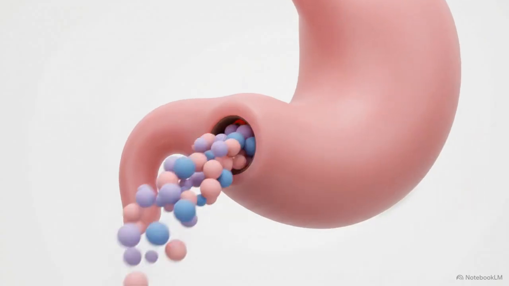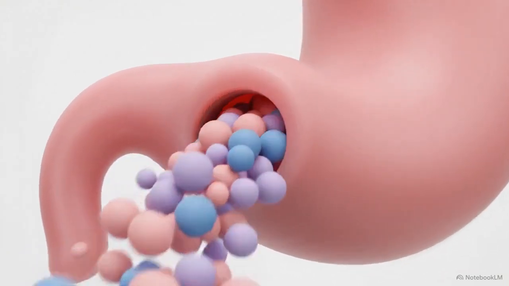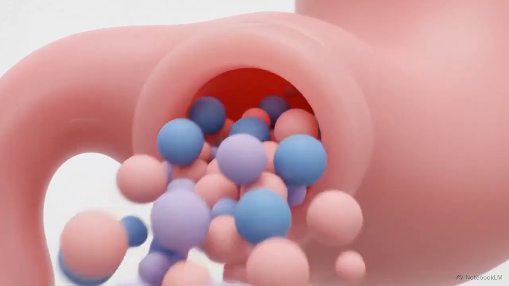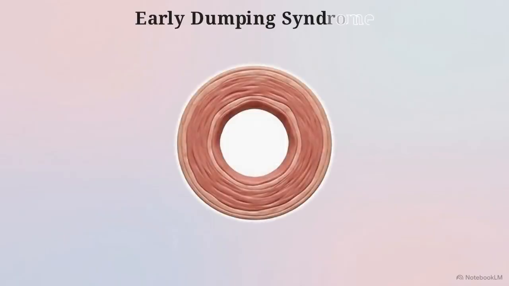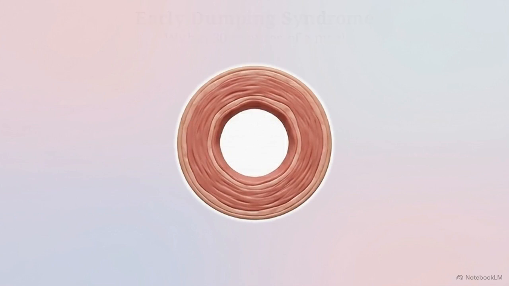Regardless of the reconstruction chosen, the pyloric sphincter is permanently lost. The physical valve metering food out is gone. Without that valve, early dumping syndrome can occur within 30 minutes of a meal. Looking at this intestinal cross-section, a concentrated bolus of food rapidly enters.